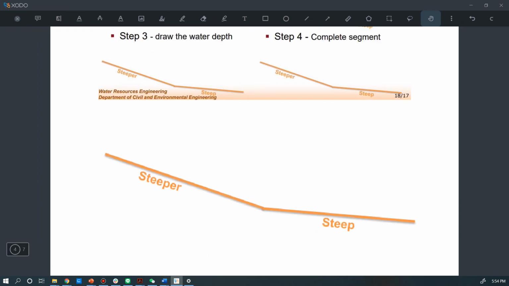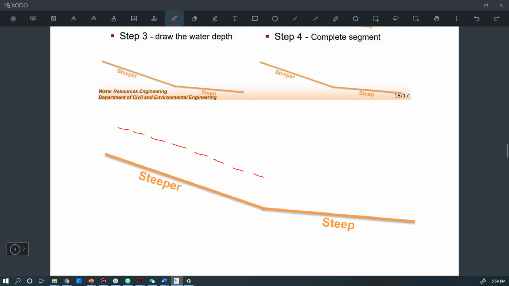Okay, so let's first draw the critical depth, because critical depths will not change for the channel transition. So that's why we can plot the critical depths first and use it as the reference for our normal depth. Okay, so this red dashed line is the critical depth.